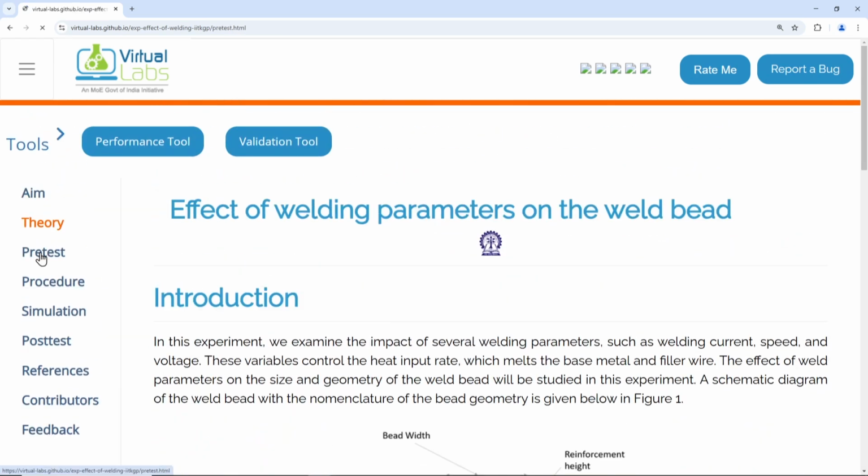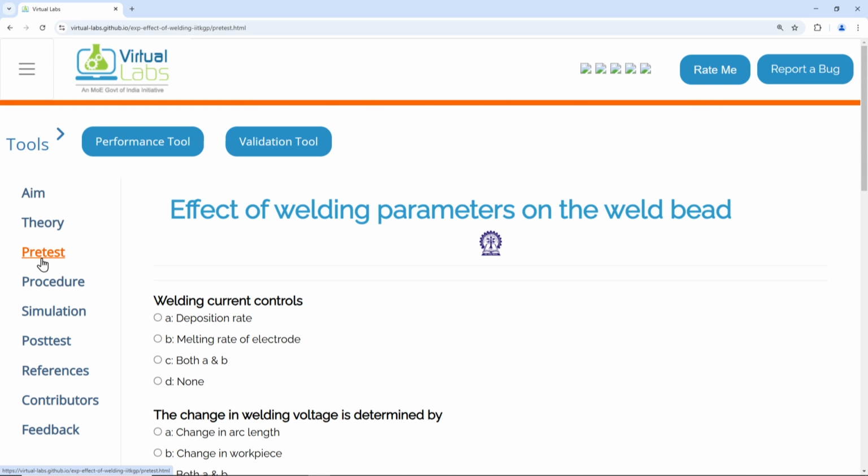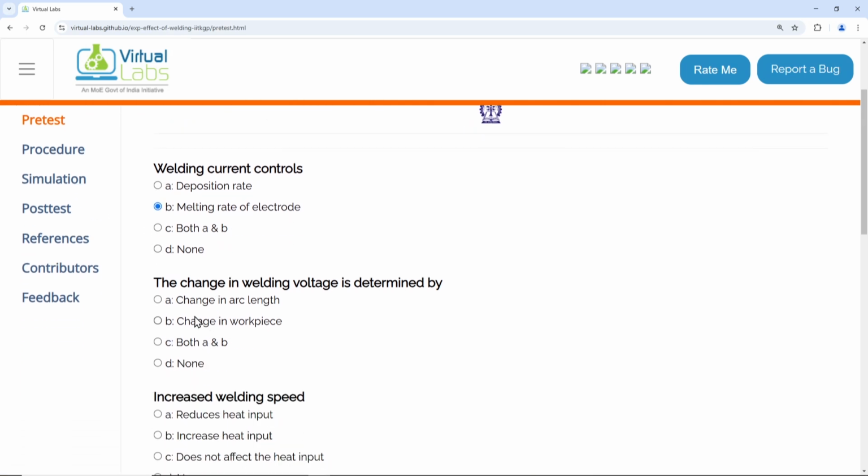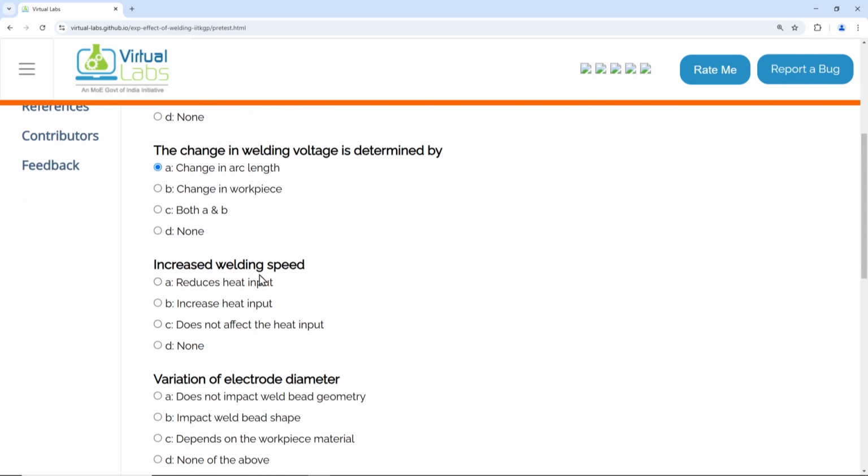Let me come to the pre-test questions. Welding current controls the melting rate of the electrode. The change in welding voltage is determined by the change in arc length. Increased welding speed reduces heat input. Yes, it reduces heat input. Increased welding speed does not affect the heat input, no. The correct answer is it reduces the heat input.